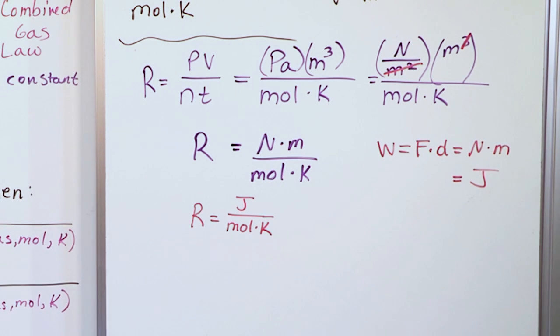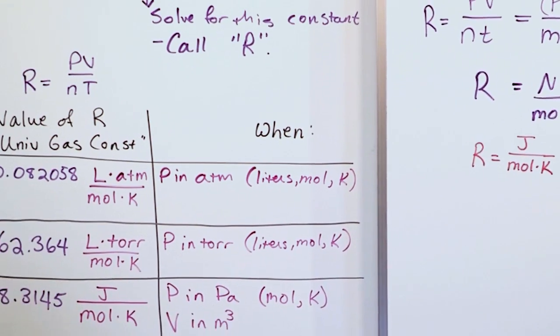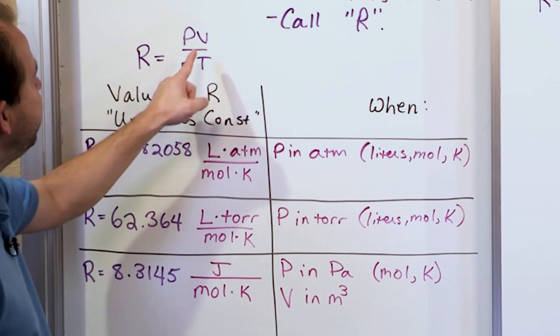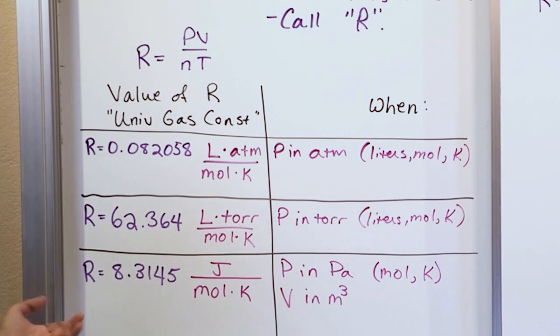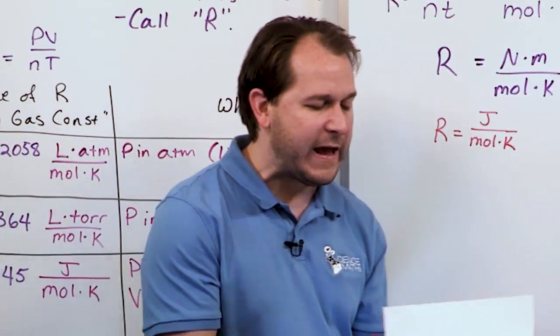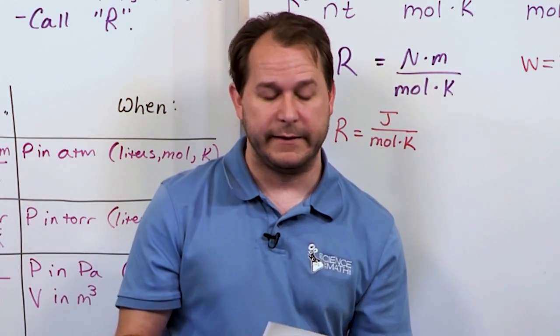But I don't want you to lose sight of the fact, and I think a lot of books do this, that no matter if you use this version of R, or this version of R, or this version of R, it's really all the same thing. These values of R, they're all exactly the same thing. They're just the ratio of PV divided by nT for whatever gas you have. The only reason we have different numbers here is because sometimes you might use different units in your problem. So you have to be cognizant of that.